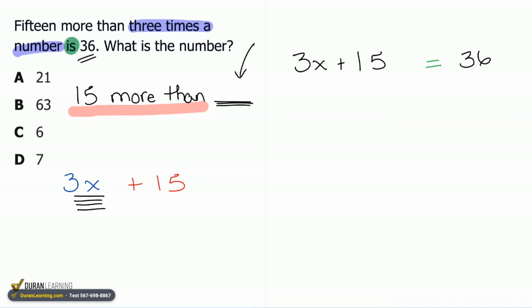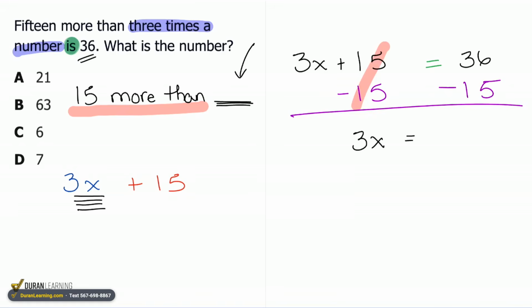So step by step here. Step 1, let's take care of that plus 15. Let's get rid of that. So we'll subtract 15 from both sides, right there and right there. Once we do that, it cancels out on the left. We have 3x equals 36 minus 15, which is 21.